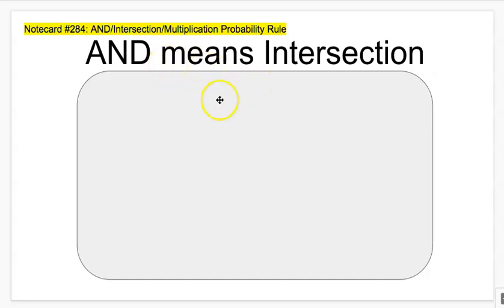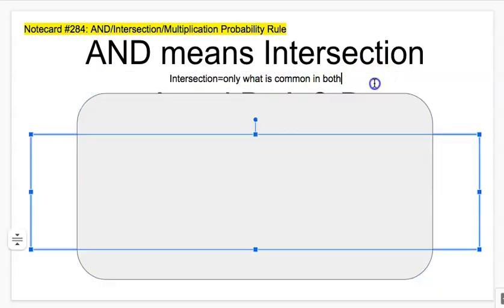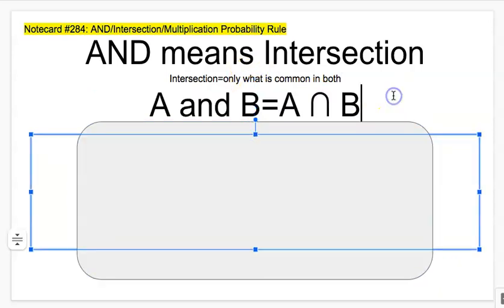So AND means intersection, okay, an intersection of things. An intersection means only what is in common, what is common in both. So if I give you a list of numbers 1, 2, 3, 4, and a list of other numbers 4, 5, 6, what would be common would just be the 4. That would be the intersection. So intersection is what is in common in both sets. This is the notation for it.